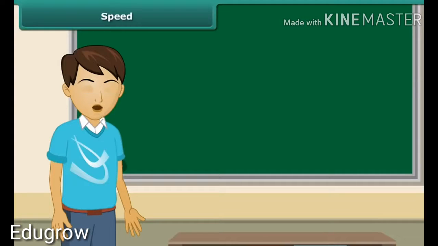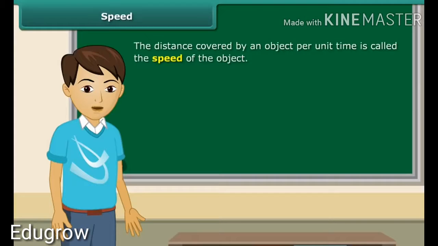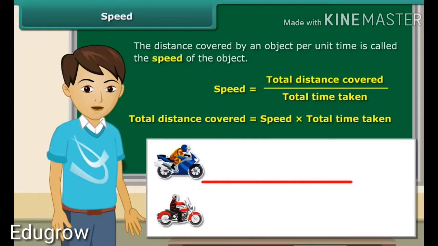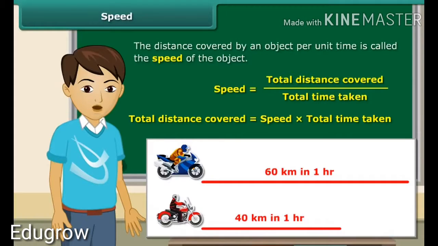So we can say that the object that covers a longer distance in a given time interval than other is faster. The most convenient way of finding out which object moves faster than the others is to calculate and compare the distances covered by all the objects per unit time. The object that covers a greater distance per unit time is quite obviously faster. The distance covered by an object per unit time is called the speed of the object.